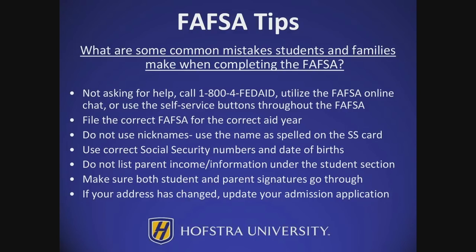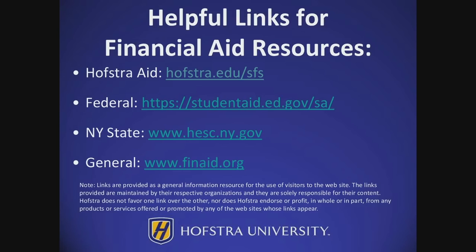Correct Social Security numbers and dates of birth. Do not list parent income information under the student section. Make sure both student and parent signatures go through. If your address has changed, please update your admissions application.